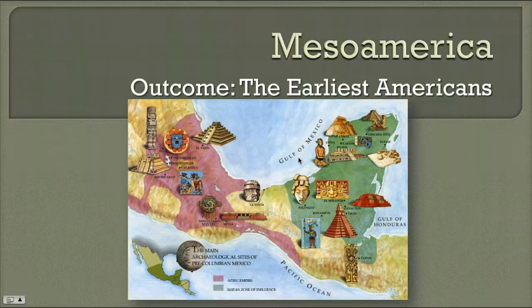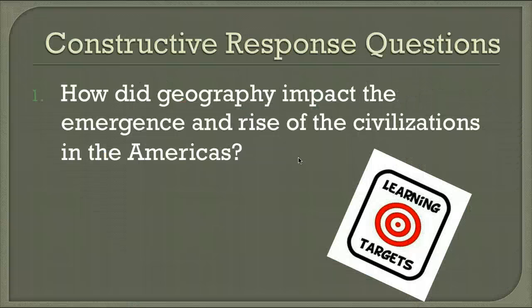So we want to see who the earliest Americans were and really how they got to this region, because humans were not indigenous. They did not develop in this part of the world. They had to get here somehow. So that's going to be part of our story. So we've got only one question we're going to answer, one constructive response question. Question says, how did geography impact the emergence and rise of the civilizations in the Americas? So we're going to be able to provide some geography here to answer that question.